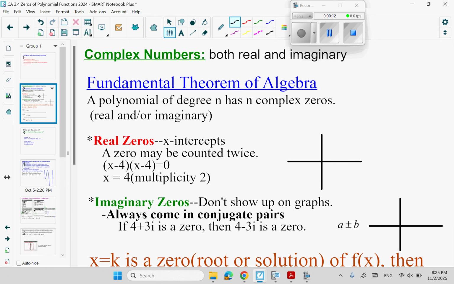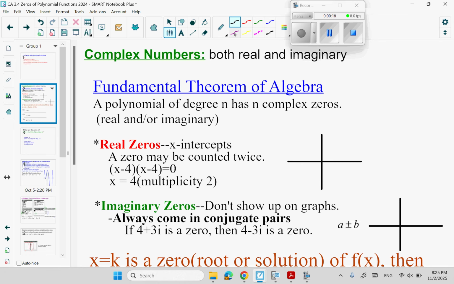Well, the fundamental theorem of algebra is the first thing. The fundamental theorem says a polynomial of degree n has n complex zeros. Complex just means they're real and/or imaginary. So n tells us the number of answers we should end up with. The nice thing about real zeros is they could be counted twice, for example, multiplicity of 2, but they will always show up on the x-intercept.